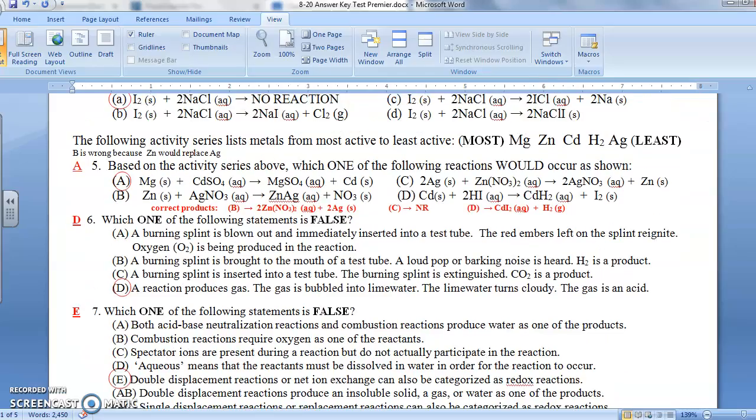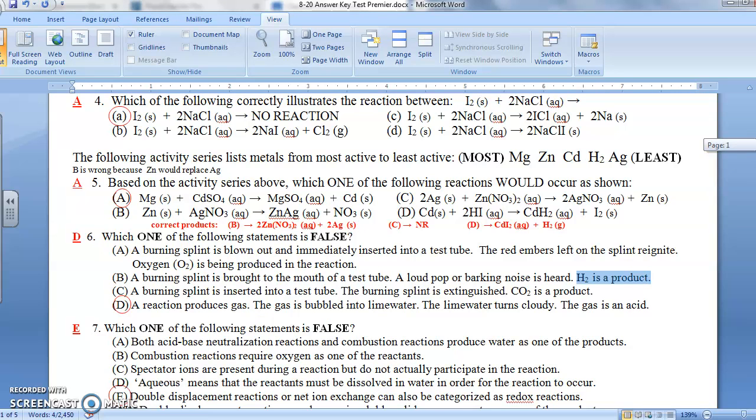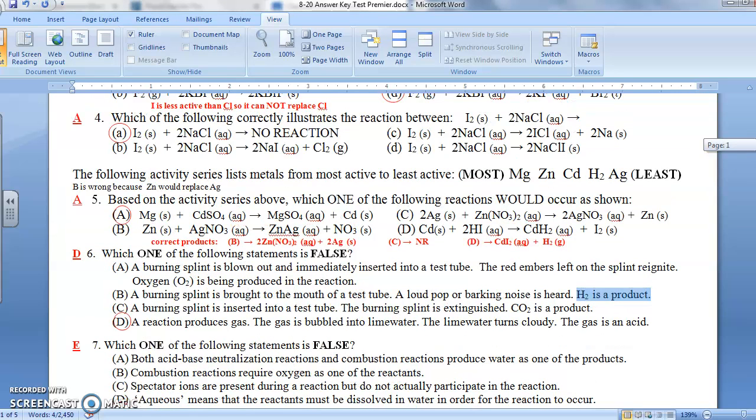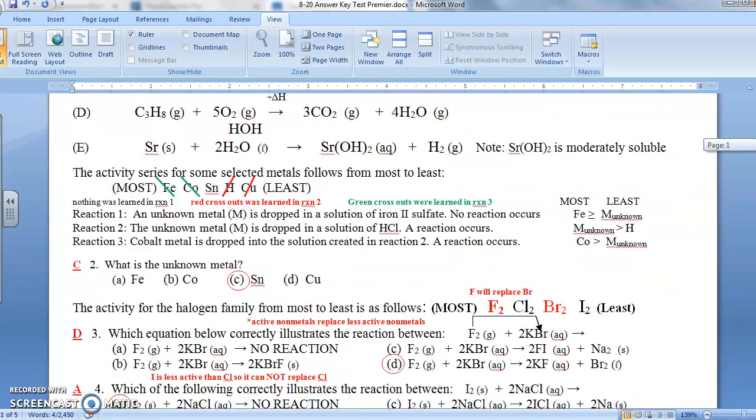All right, letter B, a burning splint is brought to the mouth of the tube and you hear a loud barking or popping or exploding noise. Hydrogen is a product. Yes, that is a test. What's the exploding or barking noise? The popping noise? That's hydrogen combusting.